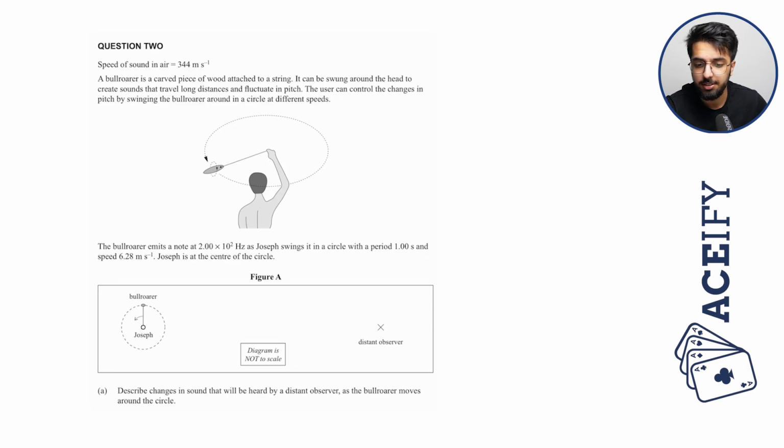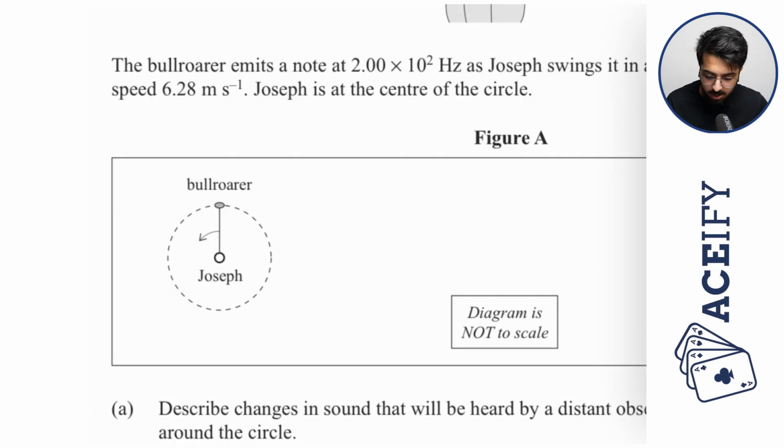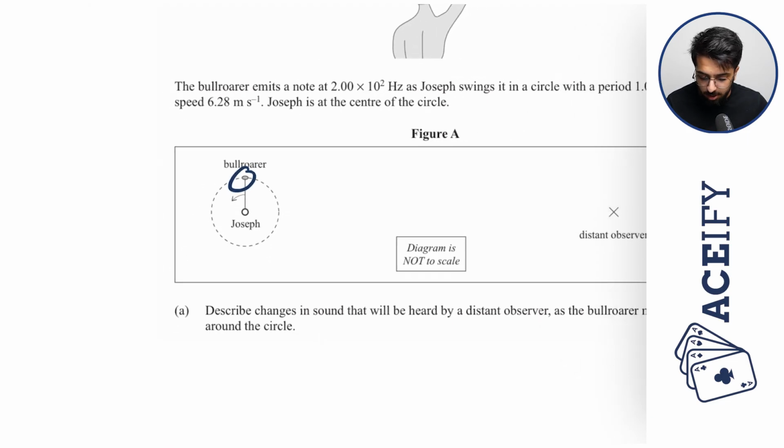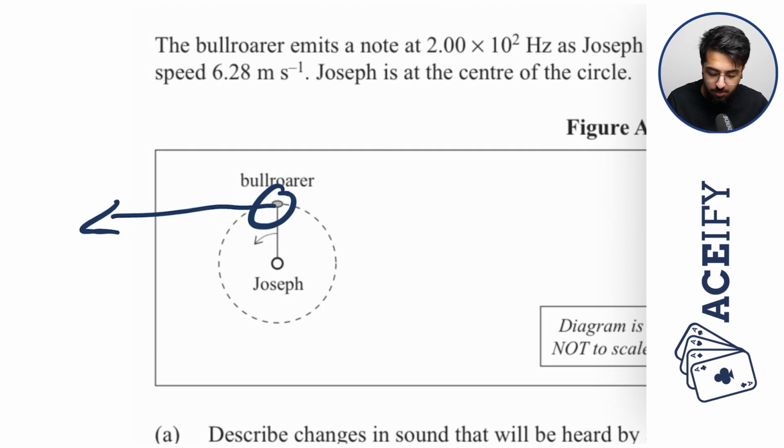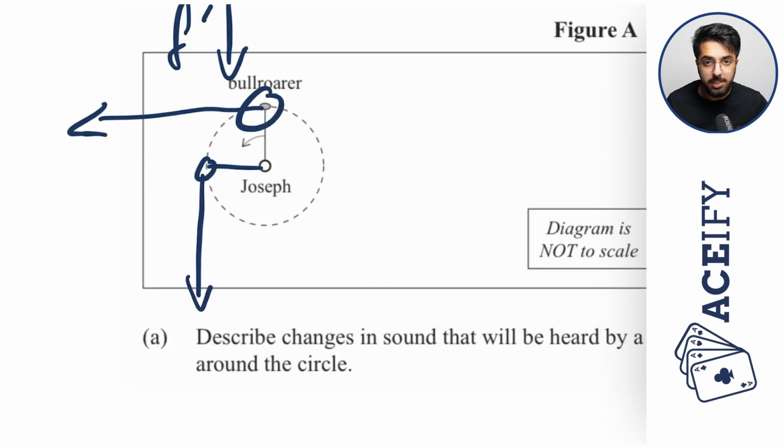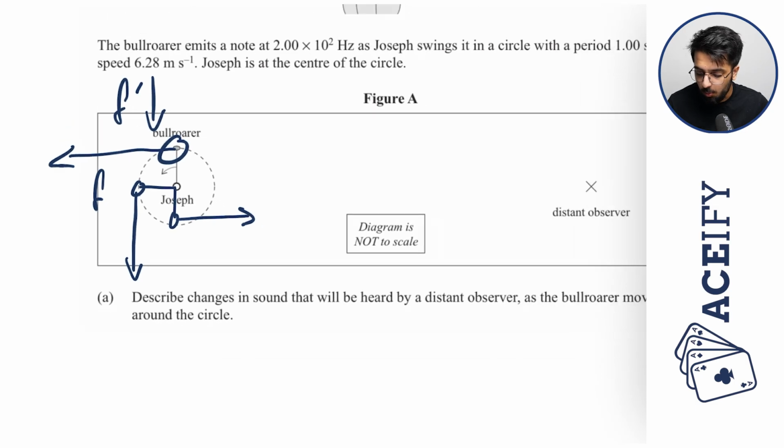Describe the changes in sound that would be heard by a distant observer as the bull roarer moves around in a circle. Alright, so if the bull roarer is here, its velocity is going to be directly away from the observer. And so due to our Doppler effect, the observer is going to hear a decrease in frequency. Okay. Now, if the bull roarer is here, the velocity is neither going to be towards or away. It's at right angles to the observer. And so at this point, they're going to hear the true frequency. If the bull roarer is over here, the bull roarer's velocity is going to be directly towards the observer.